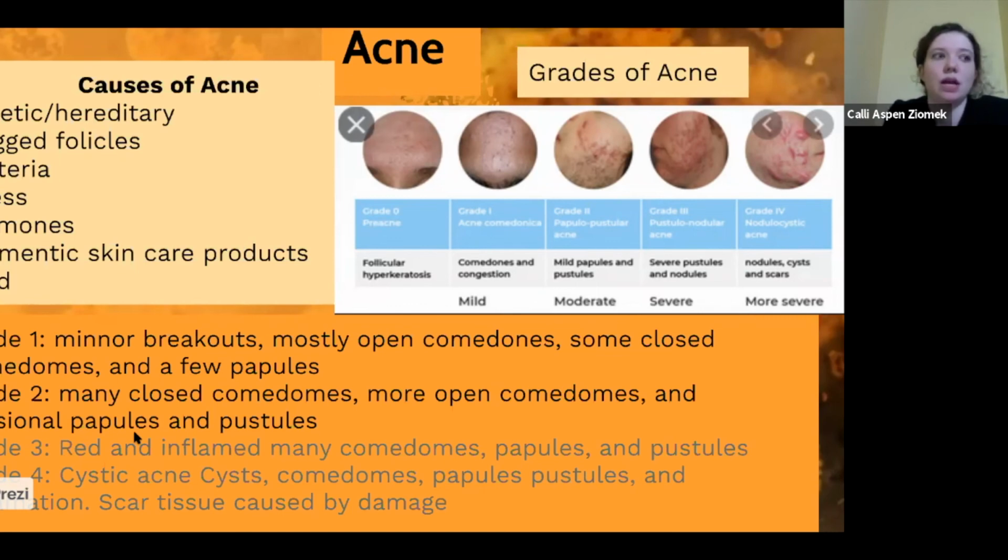Some people, if they drink milk, they'll get acne. Some people, if they eat sugar, they'll get acne. And some people can eat sugar all day long and never have an issue. So it really does depend on the person.